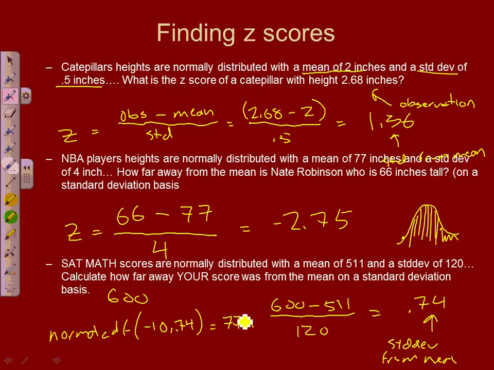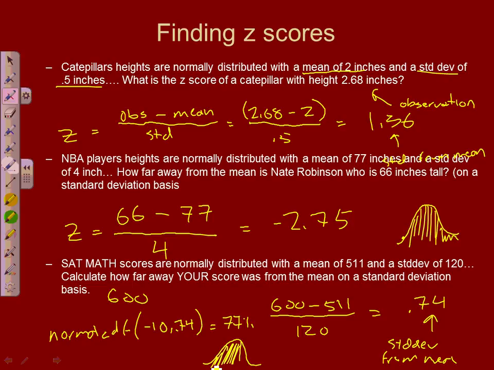You guys figure out what percentage of students you did better than on the SAT math if you had a different score than a 600. Right? Because what I'm doing is I'm taking the percentage underneath 0.74 on my normal curve. Here's 0.74. There's the percentage. I did better than 77% of all students who took the SAT math test. Go from -10 to 0.74.